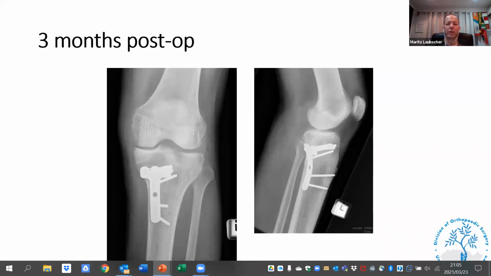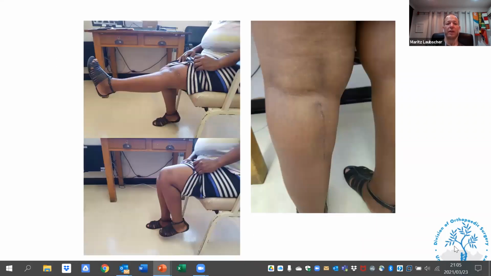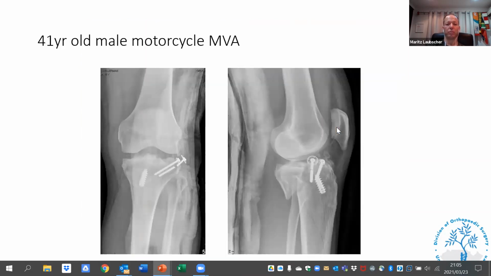And this is where you need a posterior approach, and the nice variant of the posterior approach that makes this a lot easier is the Lobenhoffer approach. So this is a posterior approach of Lobenhoffer with a posterior buttress plate. Okay. And there you can see the patient post-operatively doing well.